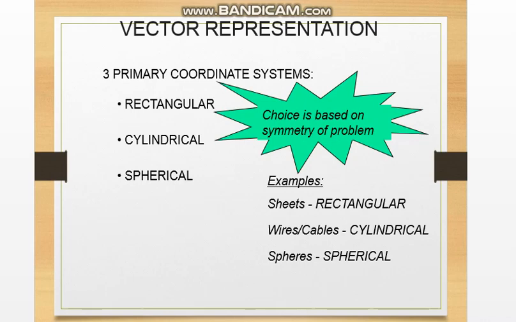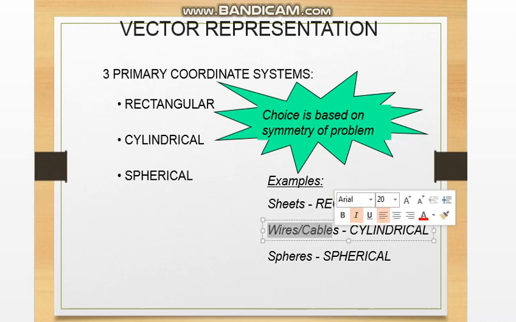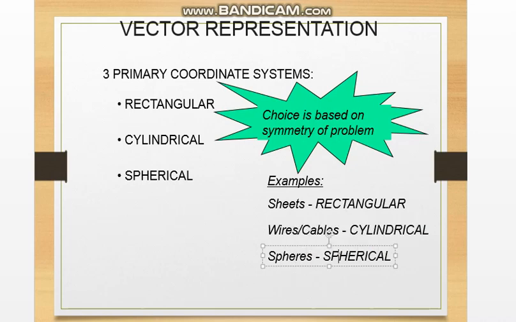That means the primary coordinate systems mainly depend on which physical body is used in electromagnetism or electromagnetic problem solutions. So the symmetry of the problem will determine the choice. For example, if it is a sheet, we use a rectangular coordinate system. If it's a wire or cable, we use a cylindrical coordinate system. If it is a sphere, we use a spherical coordinate system.